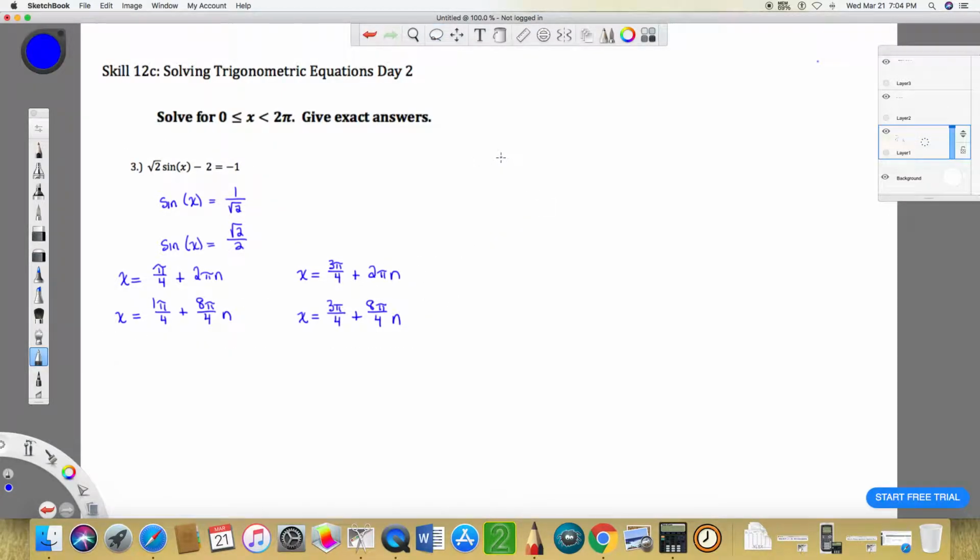All right, so let's make a table. If we allow n to be, say, -1, then that's going to add together to give us a negative angle measure, and we want values that are bigger than 0. Since our denominator is 4, let's rewrite 2 pi as 8 pi over 4. If we let n be 0, then from that first equation, pi over 4 is a solution.